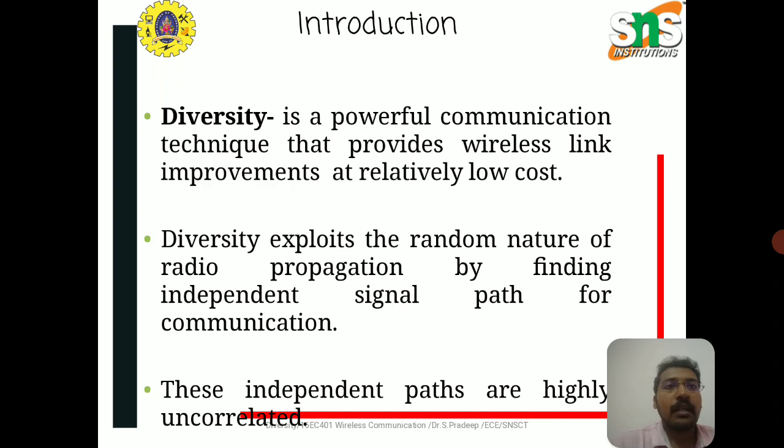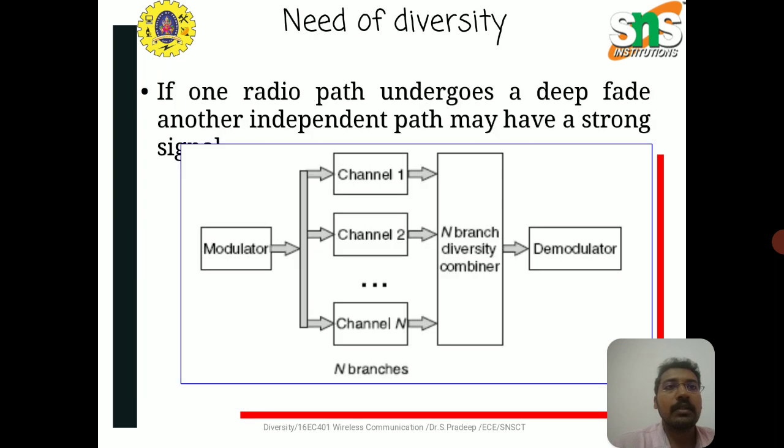Diversity is a powerful communication technique that provides wireless link improvements at relatively low cost. Diversity exploits the random nature of radio propagation by finding independent signal paths for communication. These independent paths are highly uncorrelated. The need for diversity is that if one radio path undergoes a deep fade, another independent path may have a strong signal.